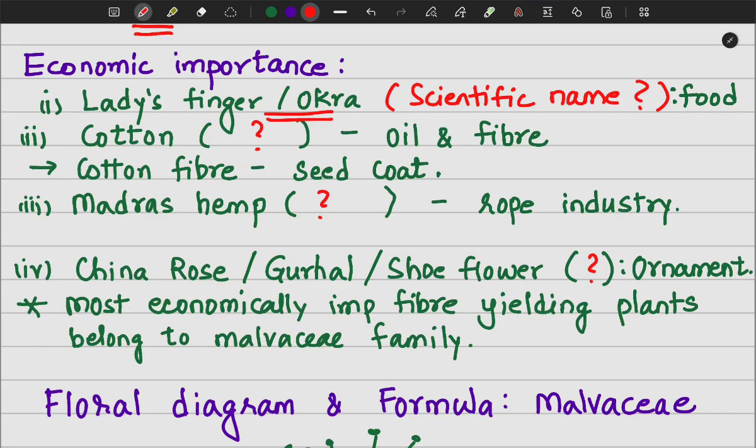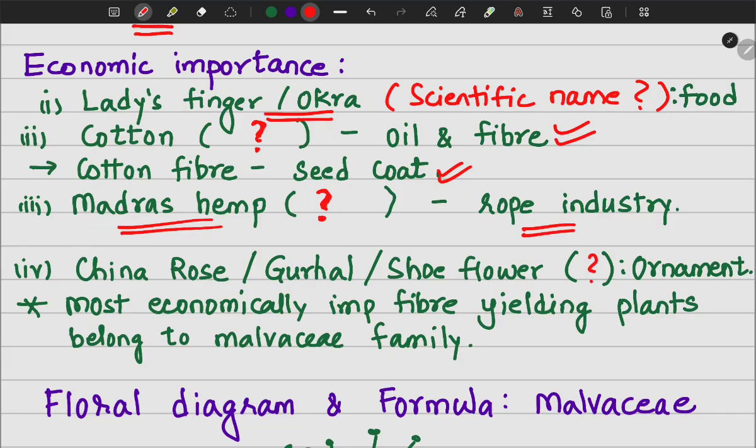Then second member is the cotton. What is the scientific name of the cotton? Write down in the comments below. Alright. So the cotton is a source of oil and fiber. We obtain oil and fiber from the cotton, and the cotton fiber is obtained from the seed coat of the cotton. Alright, please remember this. Now there's another special type of fiber which is called Madras hemp. Find out the scientific name for Madras hemp and write down in the comments below. This Madras hemp is used in the rope industry.